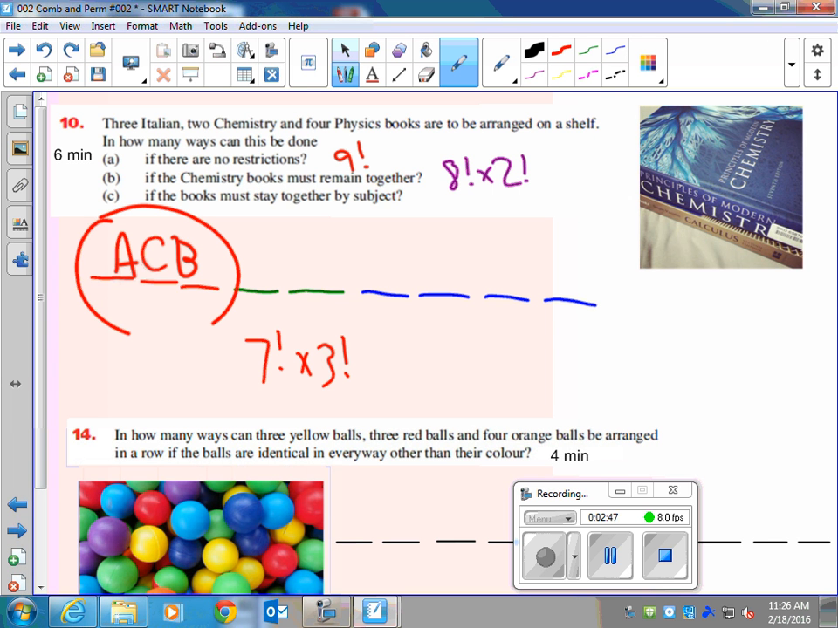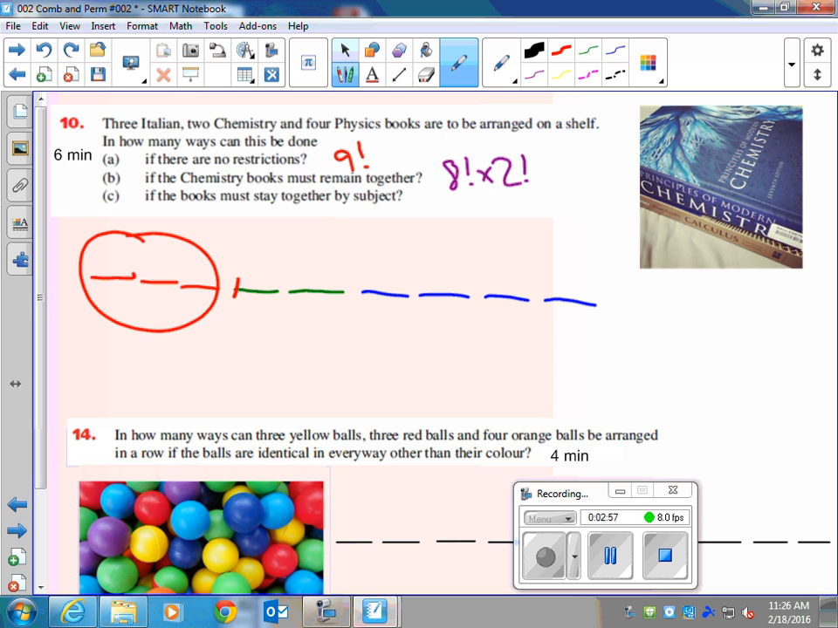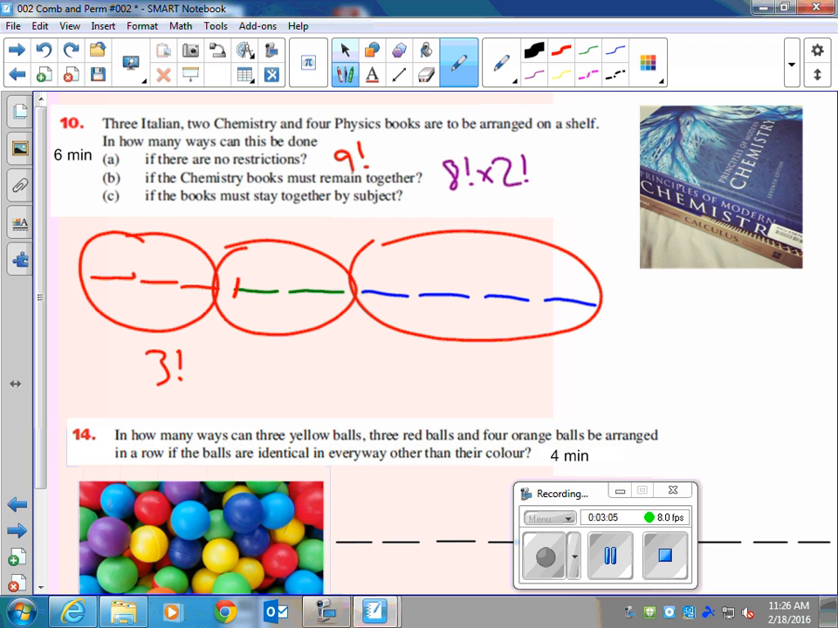Now, if the books must stay together by subject, all you're going to have here is 3 factorial. But then you're going to have this 3 factorial, this 2 factorial, and this 4 factorial. This is Italian, this is chemistry, and this is physics. And this is how many groups. Does that make sense, Lauren or Myron? No?